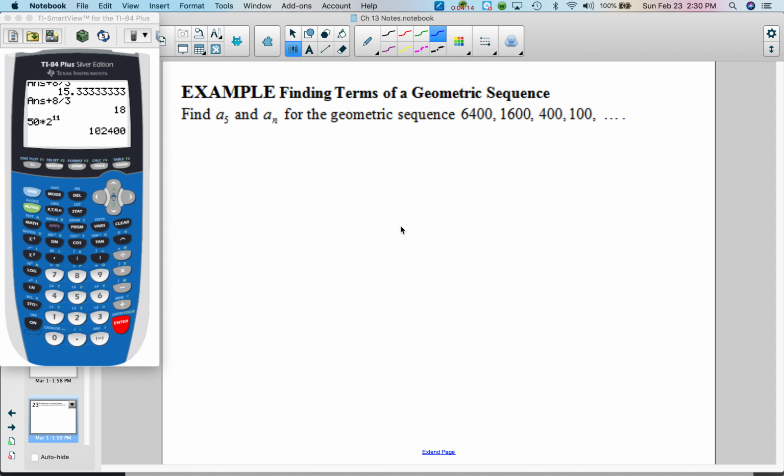All right, next example. We are asked to find a sub 5 and a sub n for this geometric sequence. So I always start with the formula that I'm going to use. So a sub n equals a sub 1 times r to the n minus 1. So our sequence, we know a sub 1 is 6,400, and I need to find r. So I can find r, remember, by taking 1,600 divided by 6,400. Notice the numbers in the sequence are getting smaller.